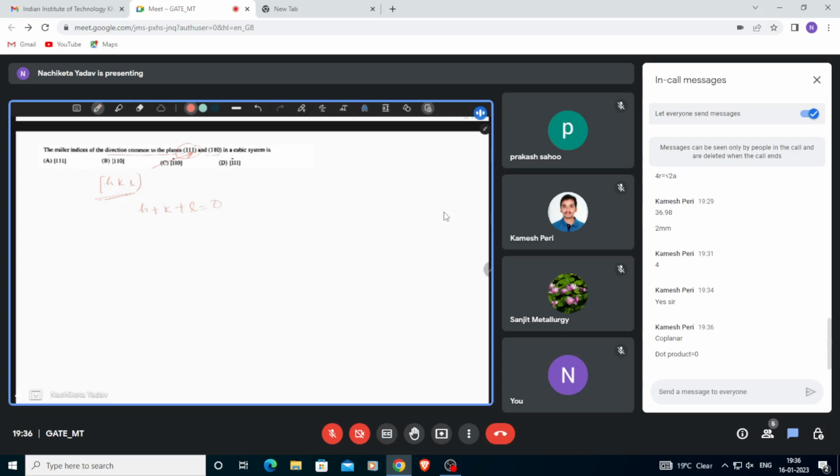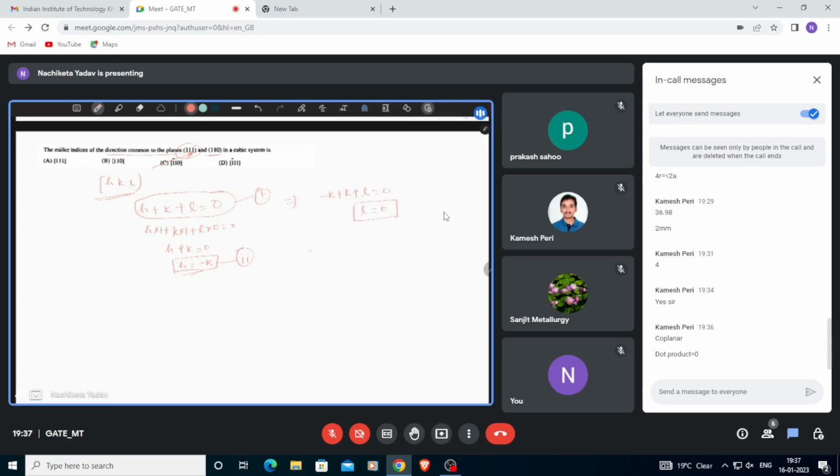And similarly for the second plane, if it lies in this plane also, we can write h into 1, k into 1, plus l into 0 equals 0. So h plus k equals 0, we can write h equal to minus k. This is the second equation. So we put the second value in the first one: minus k plus l equals 0. So we will get l equal to 0.